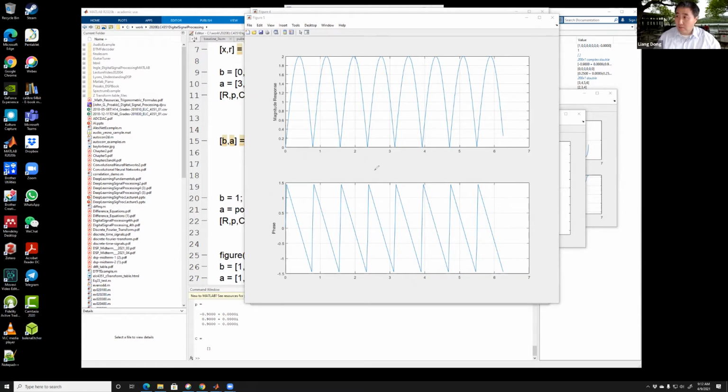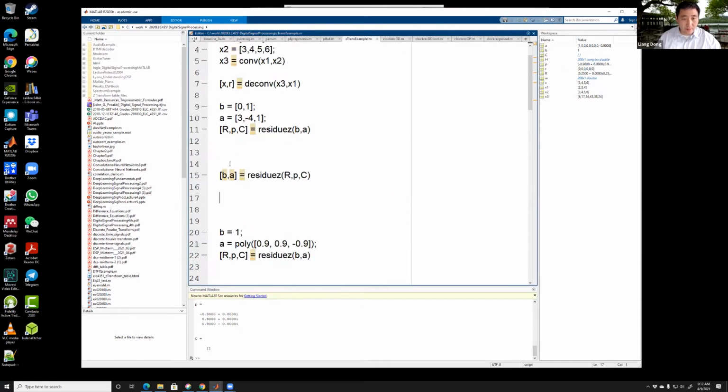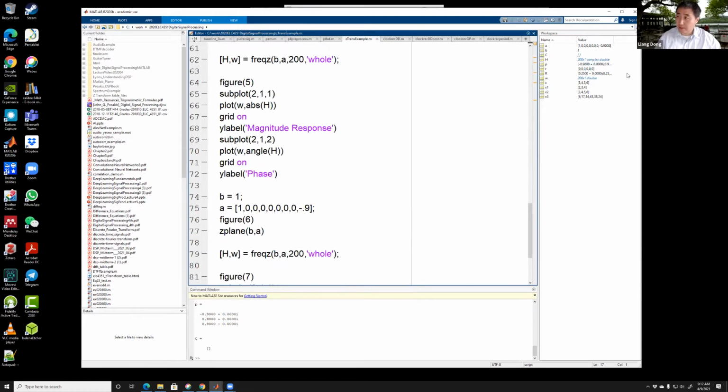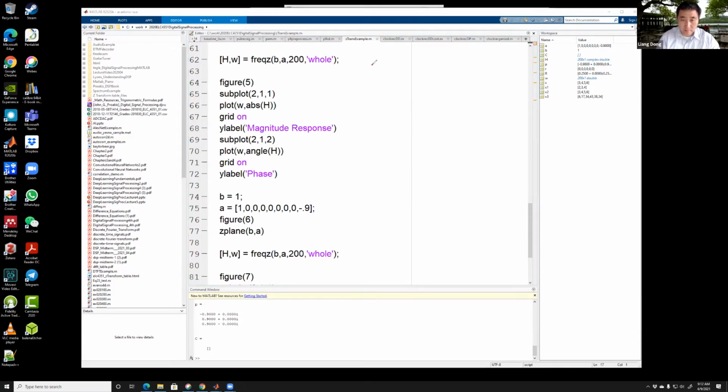Okay. Now we look at the other one. This is the linear phase, and then I changed that a little bit. B is 1. A is 1, 0, 0, 0, and so on, with a negative 0.9, because I don't want the pole to be on the unit circle. That will give me an unstable system. I want the pole to be somewhere close to the unit circle, but inside. So I have a negative 0.9 here. The system here is H(z), where the numerator is 1 and the denominator is 1 subtract 0.9 times z to the power negative 8.